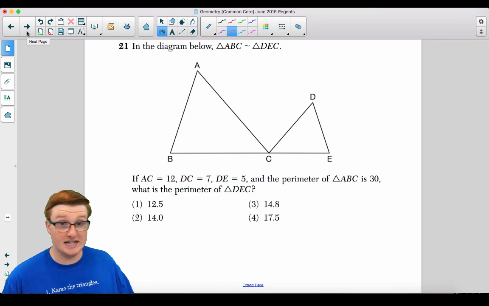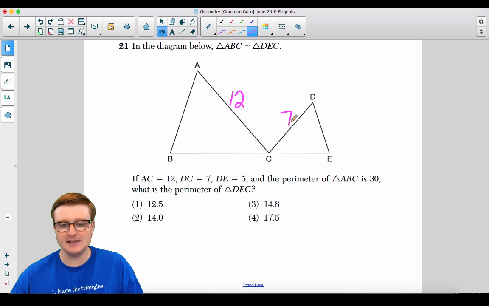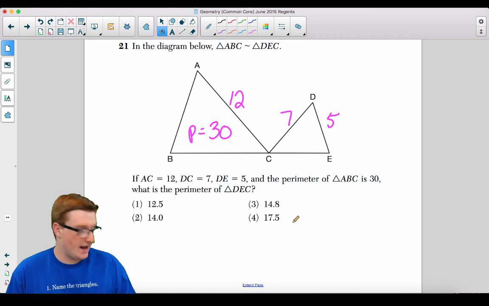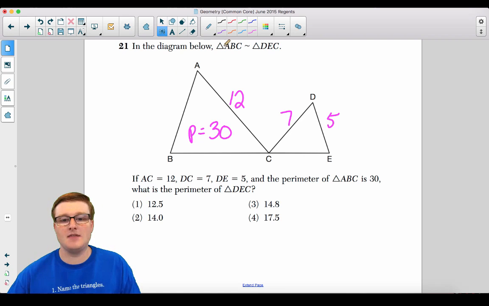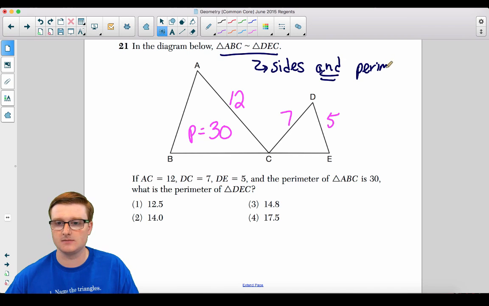This one is ridiculous. In the diagram below, triangle ABC is similar to triangle DEF. All right? If AC is 12, DC is 7, DE is 5, and the perimeter of triangle ABC is 30, what is the perimeter of triangle DEC? Okay. You need to know that if two triangles are similar, their sides and perimeters are in proportion. That's what you have to know.